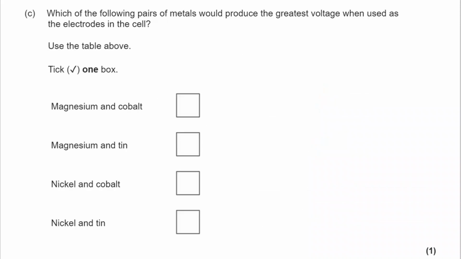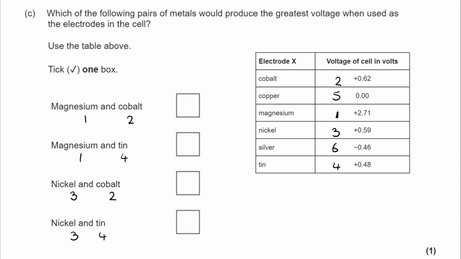Moving on, which of the following pairs of metals would produce the greatest voltage when used as the electrodes in the cell? I'm going to go back to the data again, and I'm going to take a look at the comparisons that we have. I've taken the ranks, and you can see that magnesium and cobalt are 1st and 2nd ranked, nickel and cobalt are 2nd and 3rd ranked, and nickel and tin are 3rd and 4th ranked. But magnesium and tin are much further apart. There's a much greater difference in reactivity. It's for that reason that magnesium and tin is the correct answer.